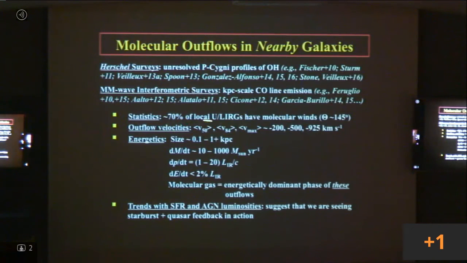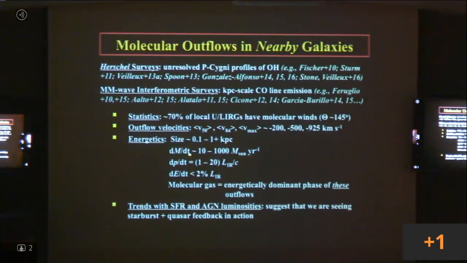And so again, I mentioned that 70% of the local ULIRGs have these molecular winds, implying a widened opening angle of the outflow. Otherwise, we wouldn't detect them, right? This isn't a P Cygni profile. The velocities here are the 50th percentile, 84th percentile, and Vmax. These are the velocities of the molecular gas. And these are typical sizes, kiloparsec size.